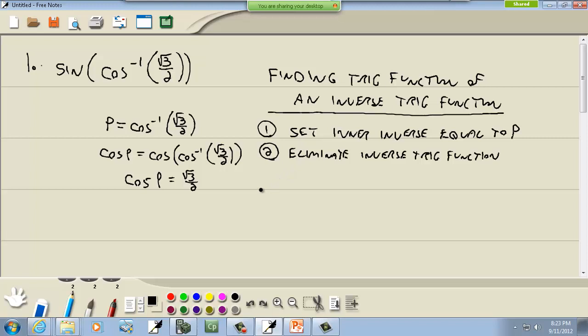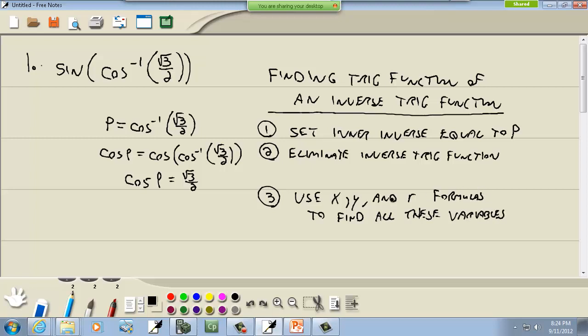Now, we're going to use the x, y, and r formulas to find all these variables. Now this one's actually on a unit circle, so it's a little bit easier, but I like one set of steps that works all the time. So cosine p is equal to the square root of 3 over 2, and cosine is equal to x over r.